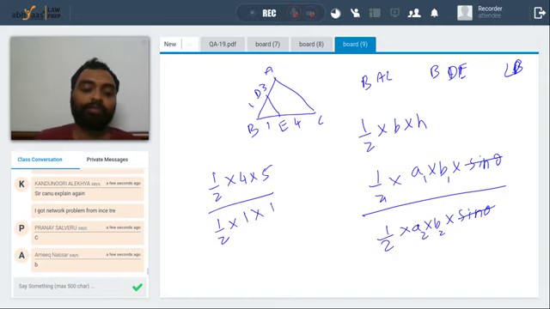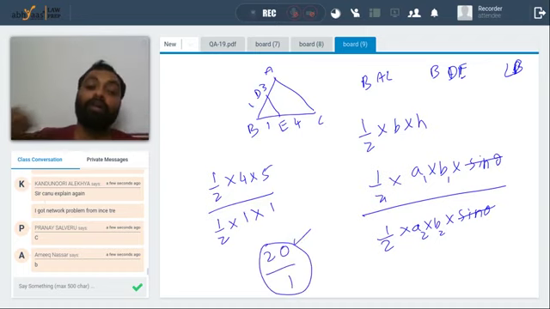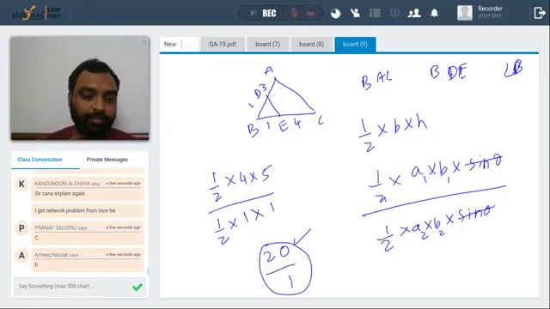Here it will be what? Again, 1. Did you understand this logic? Clear? Okay. That means the ratio between them is, if the above triangle is 20, this will be one part. With that, I got the ratio of the larger triangle divided by the smaller triangle.